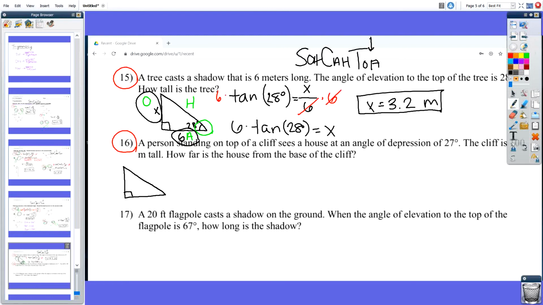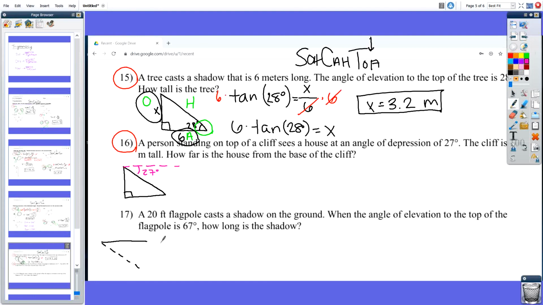A person standing on top of a cliff sees a house at an angle of depression of 27 degrees. So the angle of depression is a little bit different. Remember that it is between a horizontal and looking down. So that would mean that the angle of depression is right here. Well, it doesn't really help us much because that's not actually a part of our triangle. It's sort of just outside of our triangle.